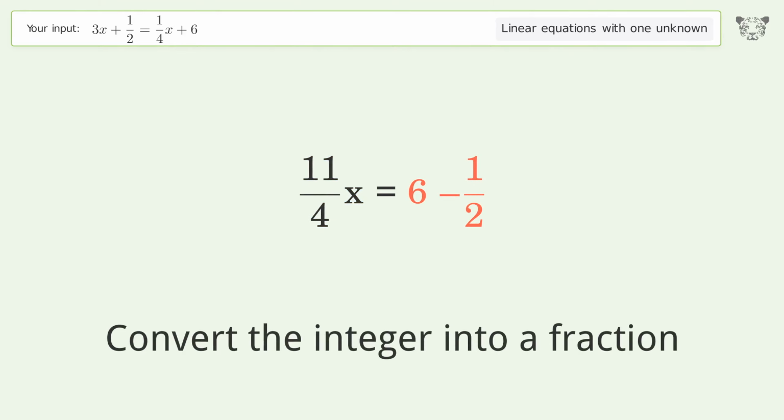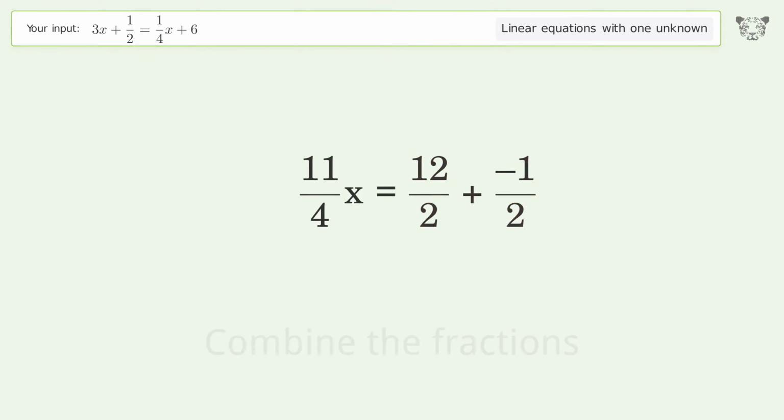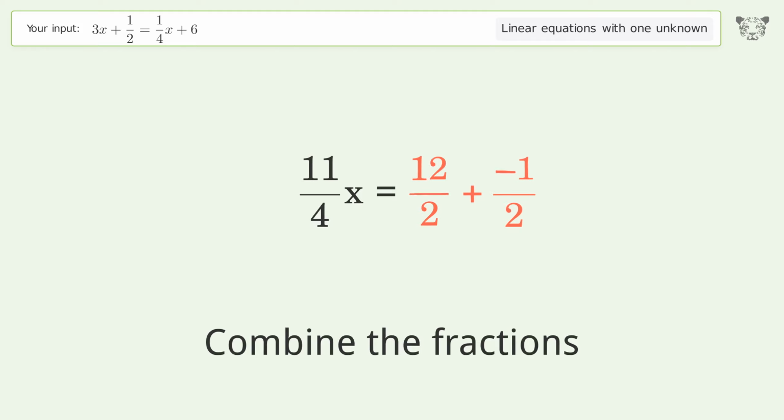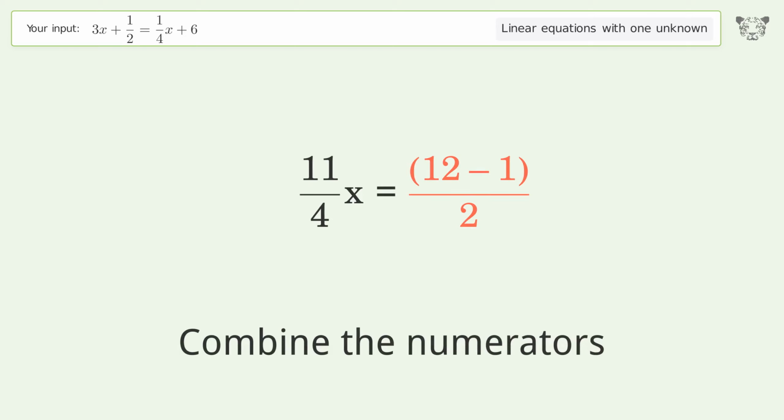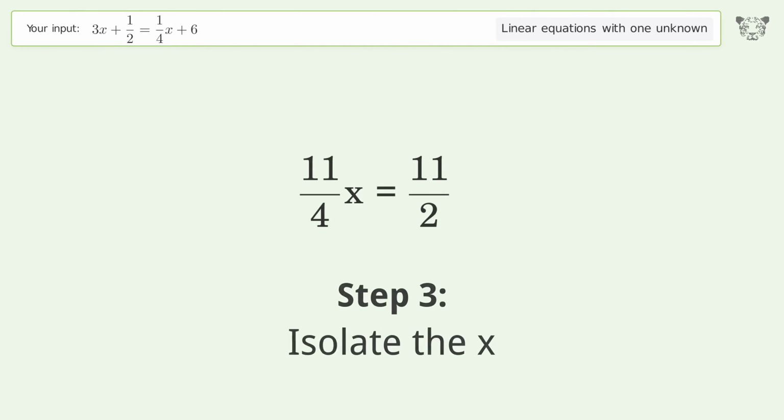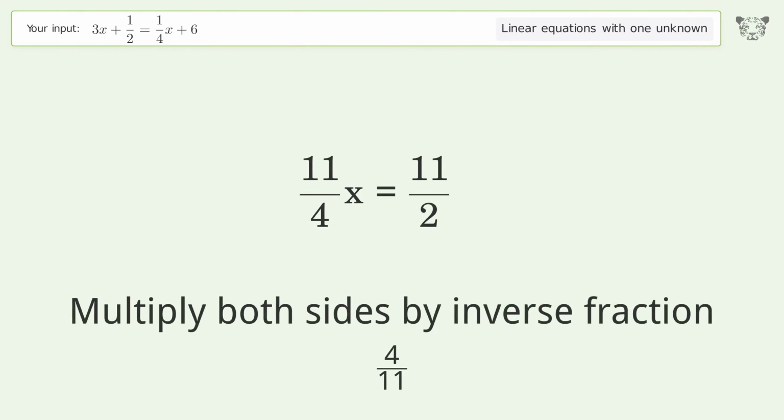Convert the integer into a fraction. Combine the fractions. Combine the numerators. Isolate the x. Multiply both sides by inverse fraction 4 over 11.